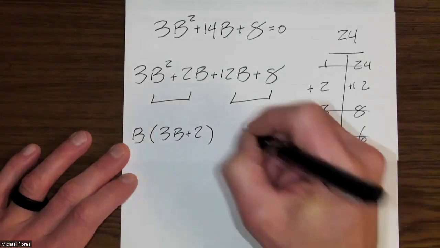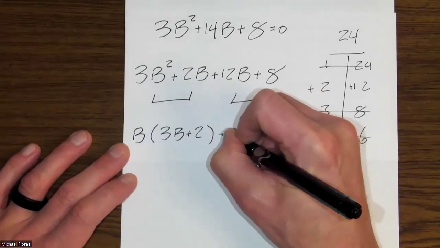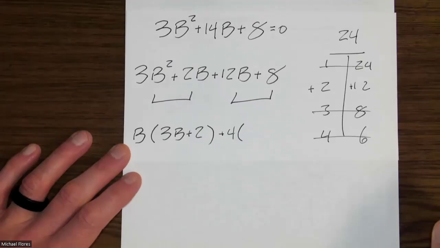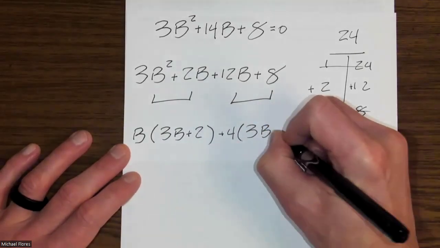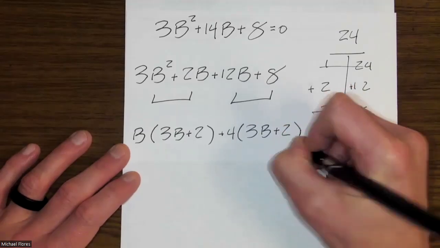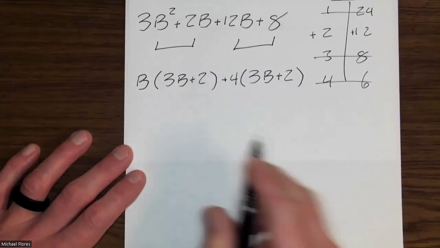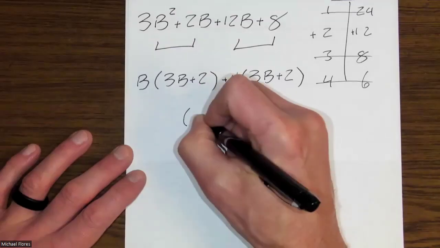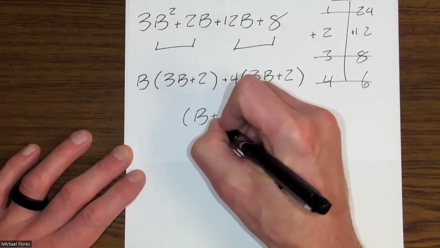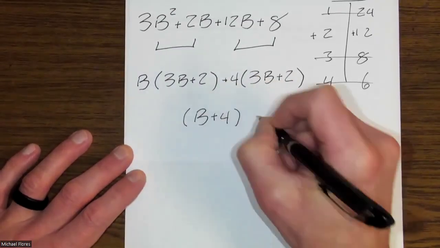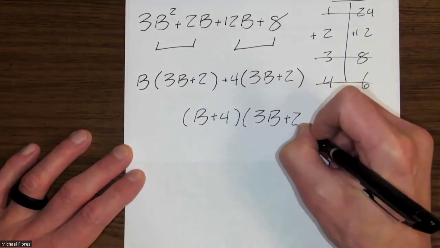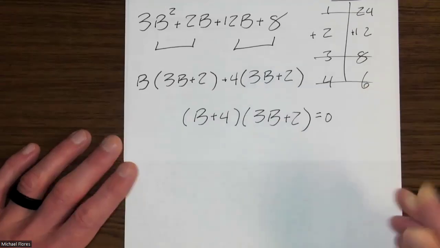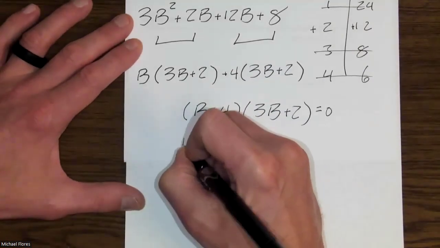Group 2 looks like we can factor out a positive 4. And if you divide group 2 by 4, that leaves us with 3b plus 2. b plus 4 is one of our factors, and 3b plus 2 is the other. Now I'm going to set these equal to 0, and then we can figure out what our answers are.